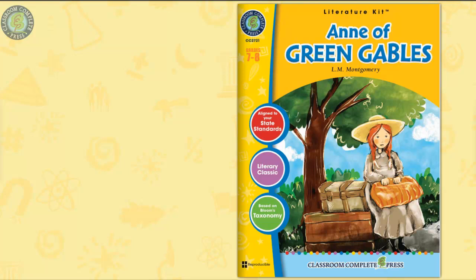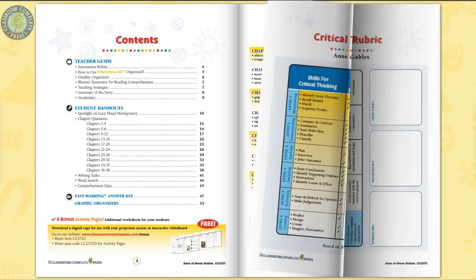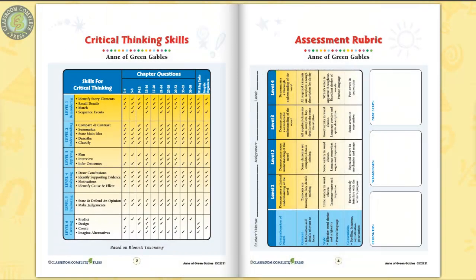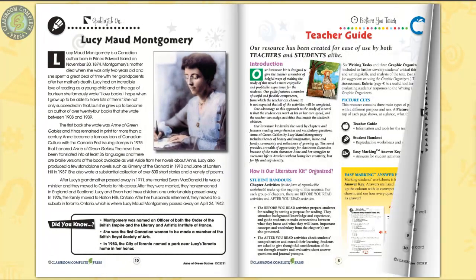This literature kit on Anne of Green Gables by L.M. Montgomery acts as the basis for guided discussion. 55 pages chock full of a variety of scaffolding strategies incorporated in our Before You Read worksheets for each chapter section, along with vocabulary prompts to prepare your students for the reading with rubrics, teacher guide, and author biography.